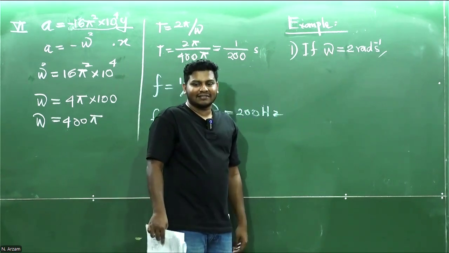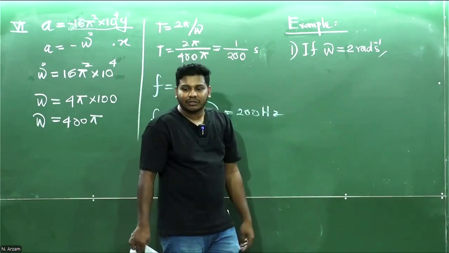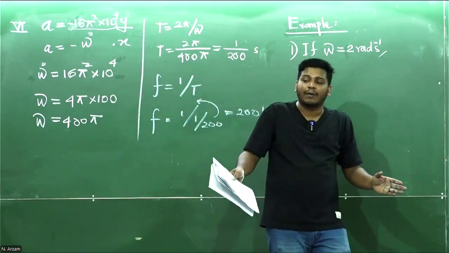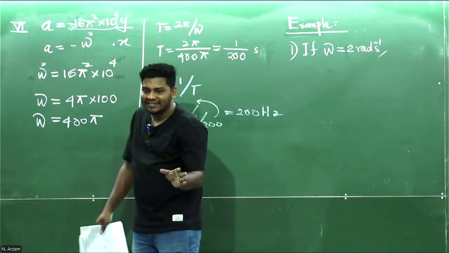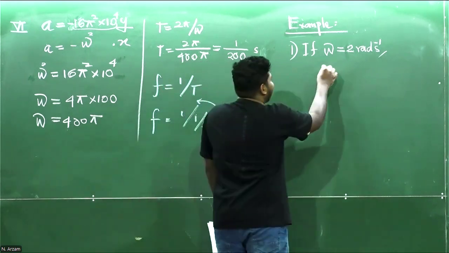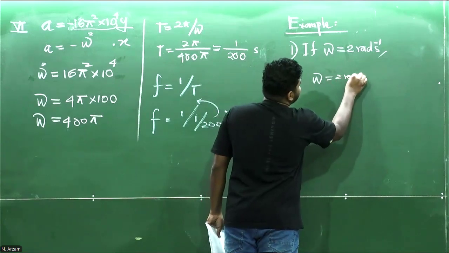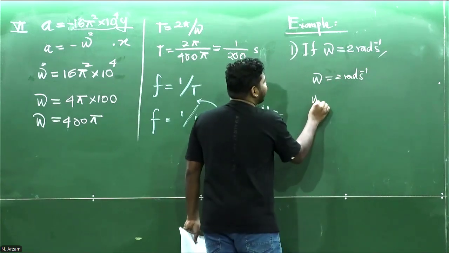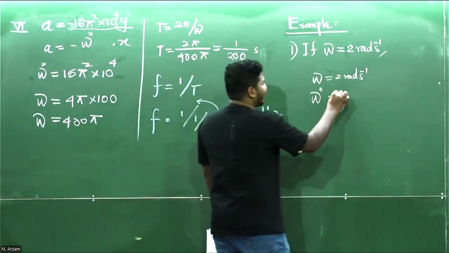Can anyone get the answer? Who got the answer for this one? Derive the equation for the simple harmonic motion. Normally, tell me, what is the equation for the simple harmonic motion? A is equal to minus omega square x. So what is the equation here? It's very simple, right? If omega is equal to 2 radian second minus 1, what is omega square equal to? 4, very good.